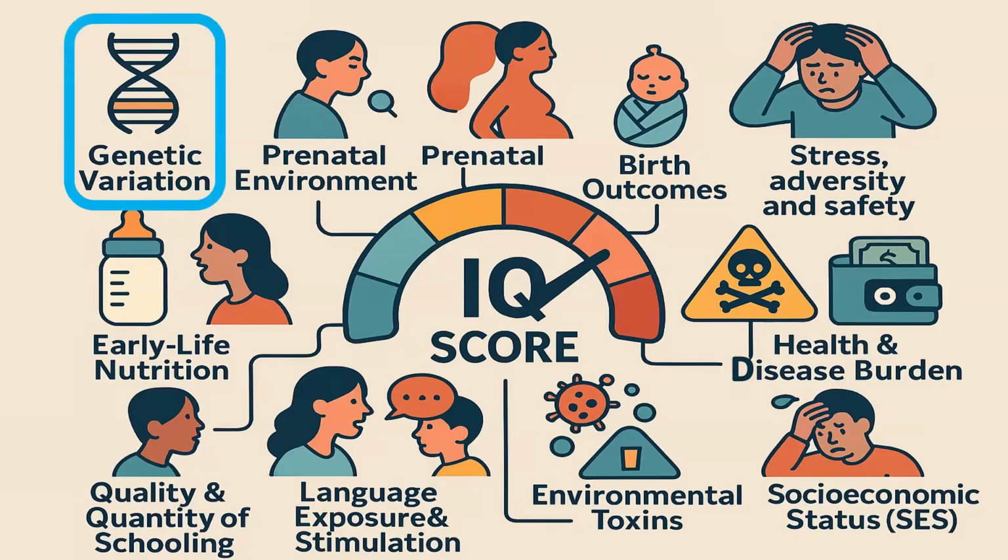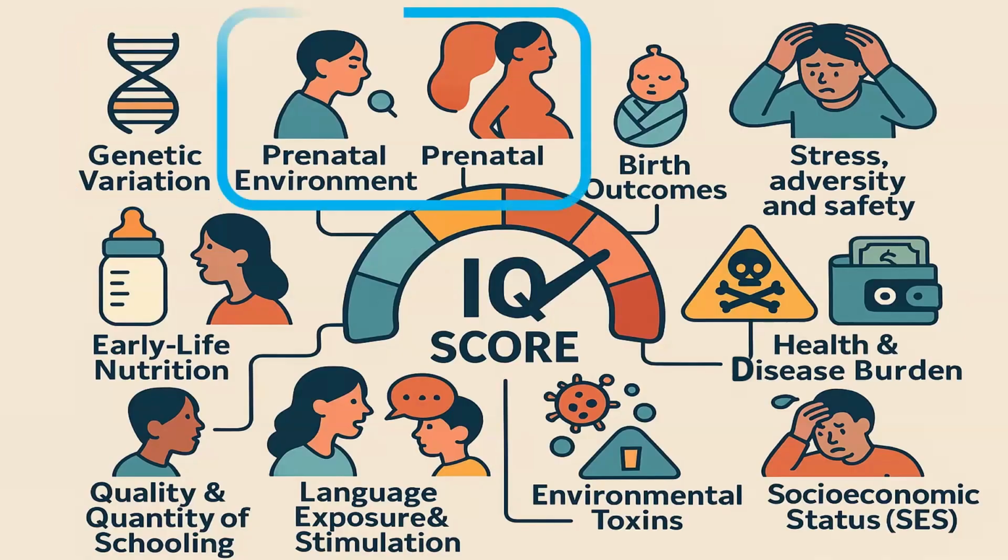So the first one that we have is genetic variation. There are genetic influences on IQ. IQ is very heritable. So there are multiple genetics that can contribute to an IQ. Some genetic variation is going to contribute to a higher IQ, and importantly, some genetic variation is going to contribute to a lower IQ. So we have some genes that increase your IQ and some genetic variations that decrease your IQ. So that's one factor that contributes to your final IQ score.